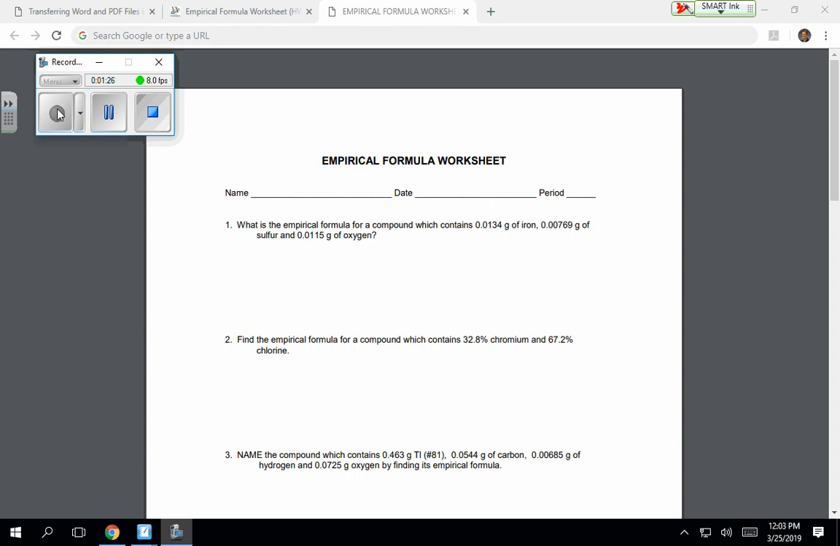So there's two things that first of all we need to be aware of. That's two terms. First of all, we have molecular formula.